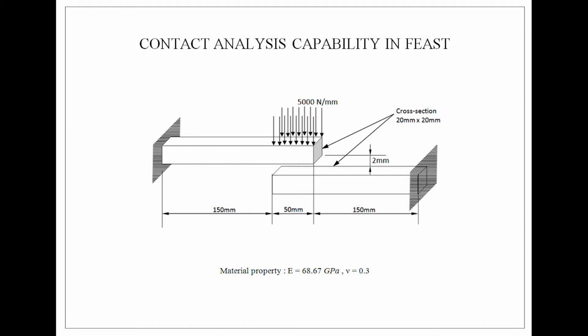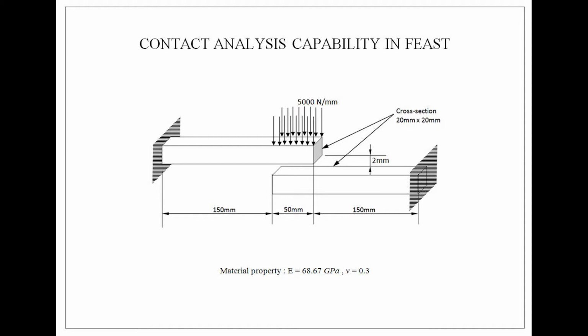Both the beams are made of aluminium, which has a Young's modulus value of 68.67 GPa and Poisson's ratio 0.3. The beams are fixed at the ends and a pressure load of 5000 Newton per mm square is applied on the top of the beam, as shown in the figure.